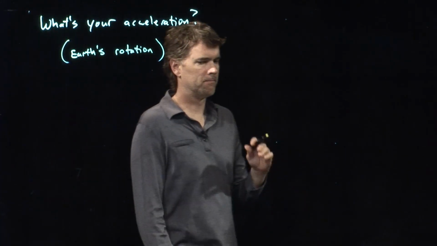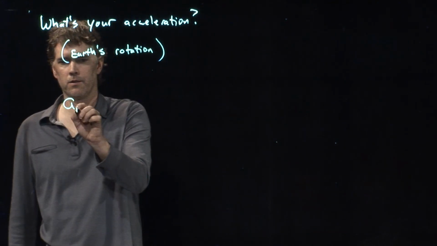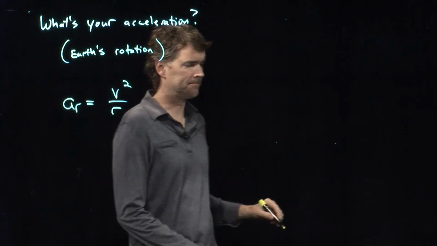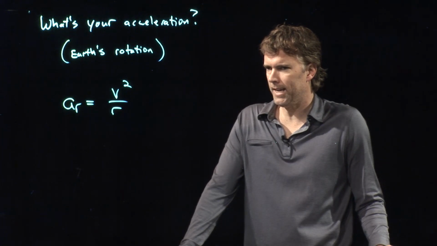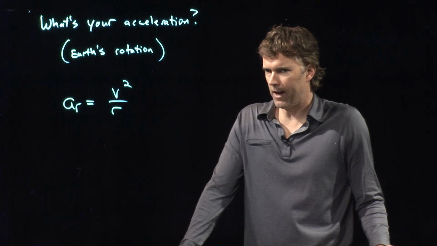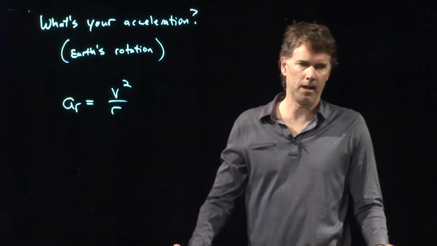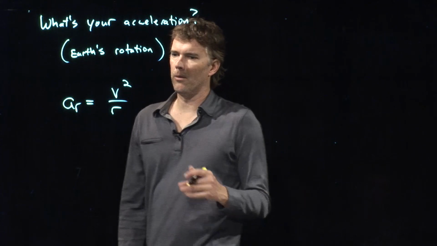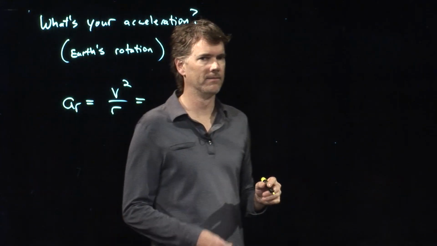All right, what we said was centripetal acceleration is v squared over r. So we need to know how fast we are moving, and we need to know how big that circle is that we're moving on. So we're going to need your help here. How do we figure out v?